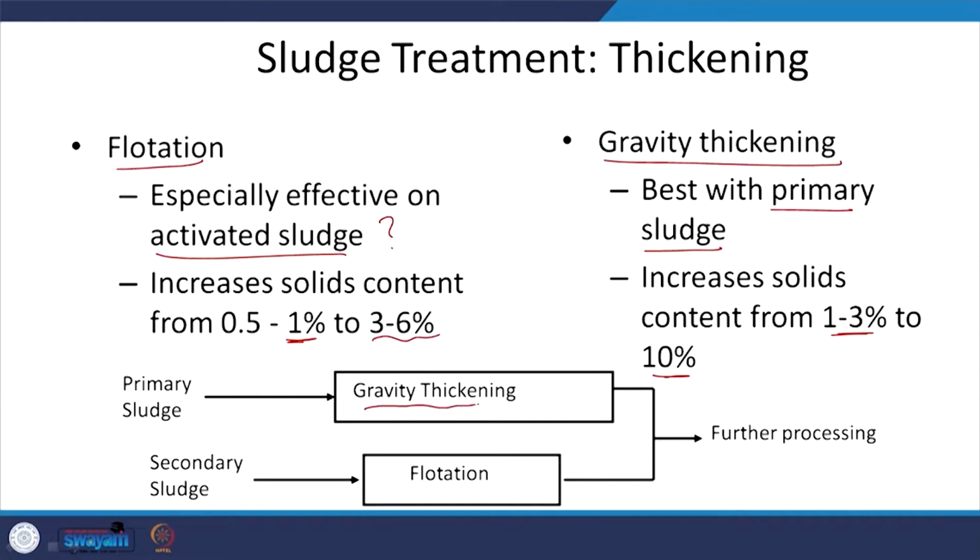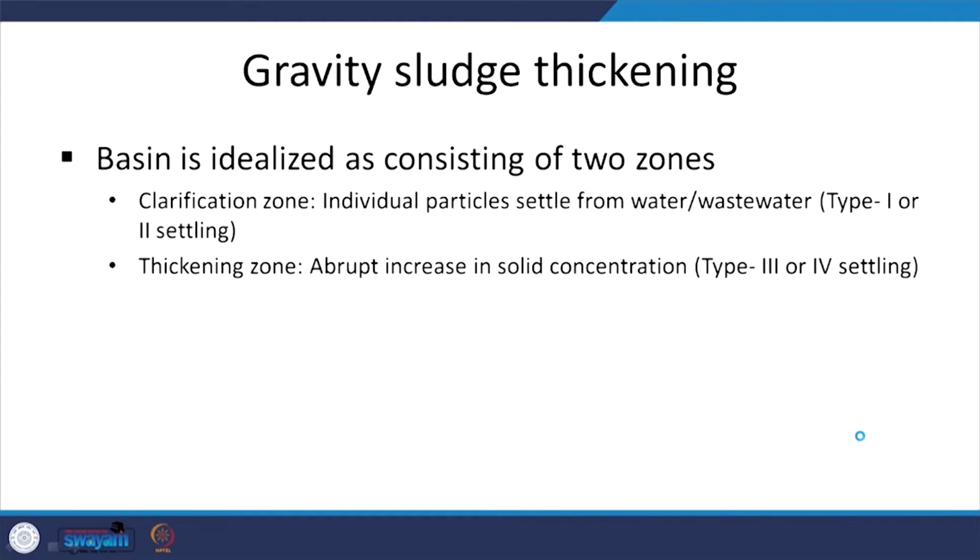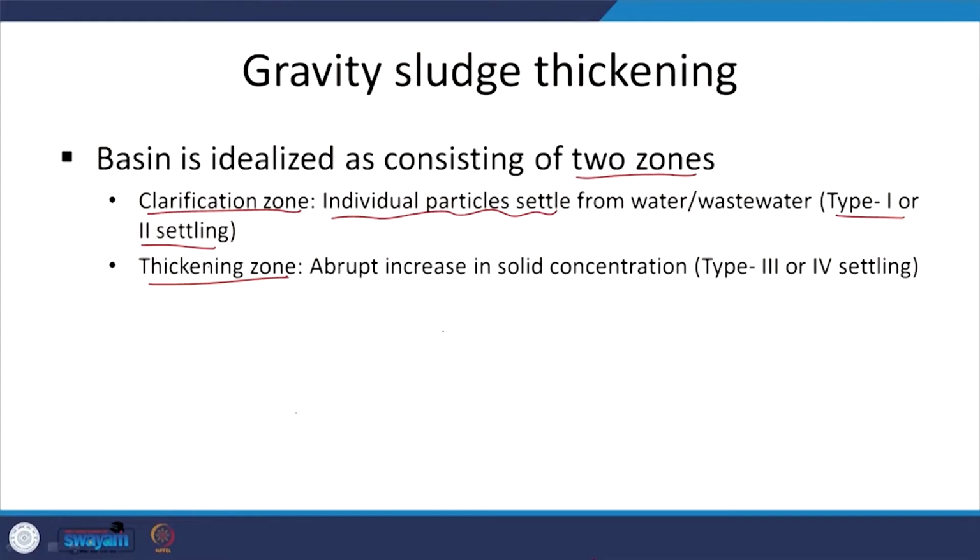Again, primary sludge typically gets gravity thickening, and secondary sludge flotation, and then further processing later on, as in stabilization, as required. So, gravity sludge thickening has two zones. The upper zone is the clarification zone, the one below it is the thickening zone. Here, as I mentioned earlier, we are going to witness type 1 and type 2, where individual particles settle relatively discretely. In the thickening zone we have an increase in concentration, and typically we see zone settling, and much further down you can maybe see compression settling.